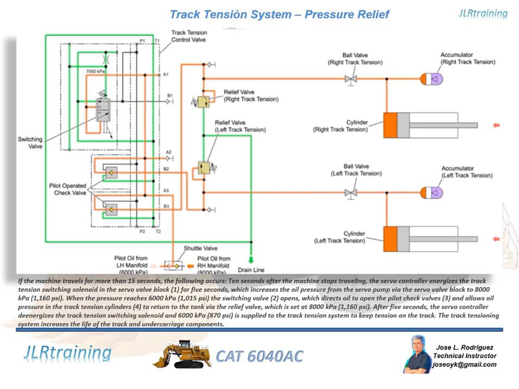open the pilot check valves, 3, and allows oil pressure in the track tension cylinders, 4, to return to the tank via the relief valve, which is set at 8,000 kilopascals, 1,160 psi. After 5 seconds, the servo controller de-energizes the track tension switching solenoid and 6,000 kilopascals, 870 psi, is supplied to the track tension system to keep tension on the track. The track tensioning system increases the life of the track and undercarriage components.